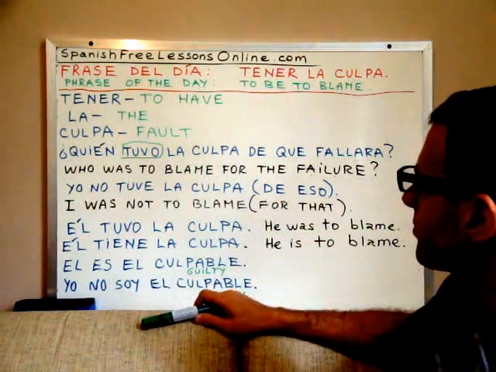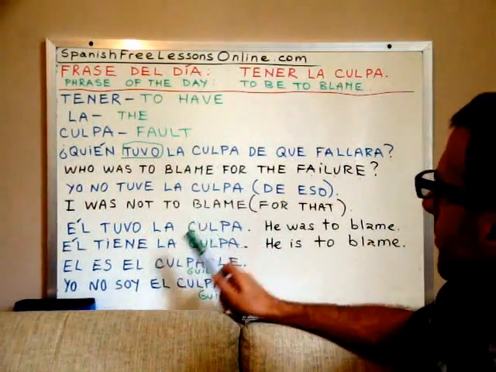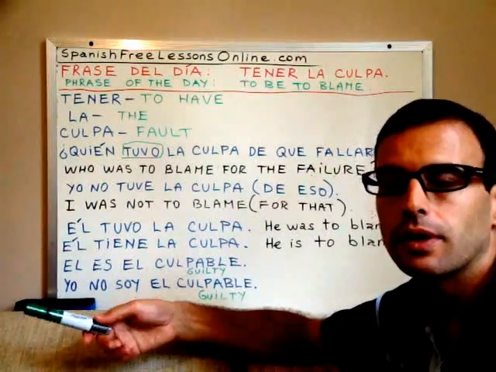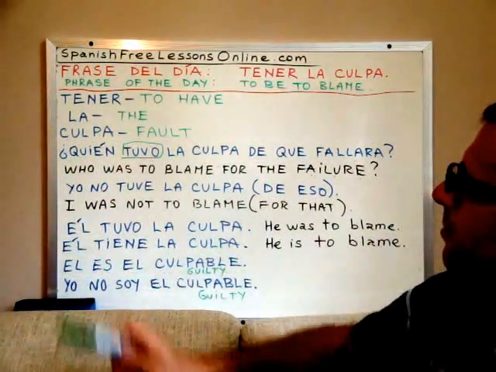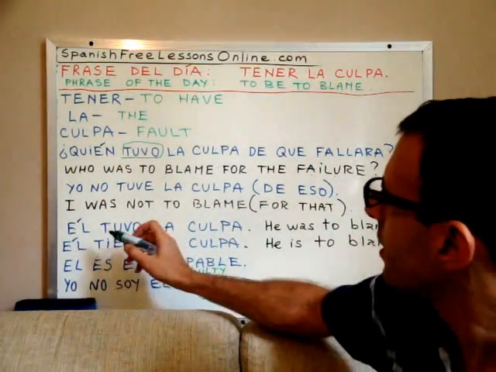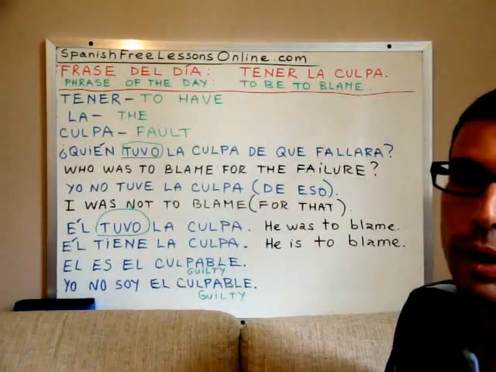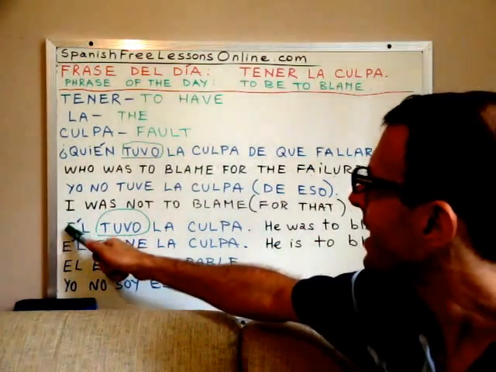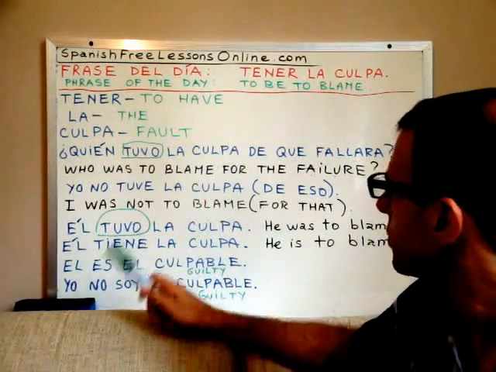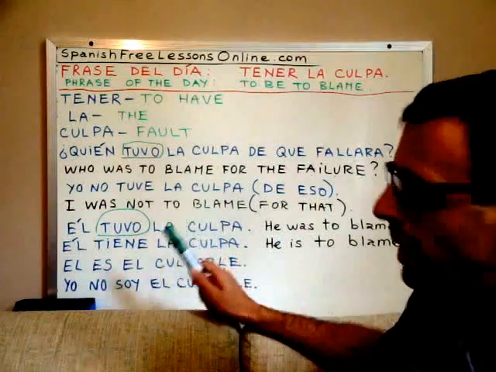Yes? Él tuvo la culpa. He was to blame. Here we are accusing somebody, right? He was to blame. Él tuvo la culpa. Again, here, this is past tense. He was to blame. The word-by-word translation would be he had the blame. Sorry. He had the fault. Okay?